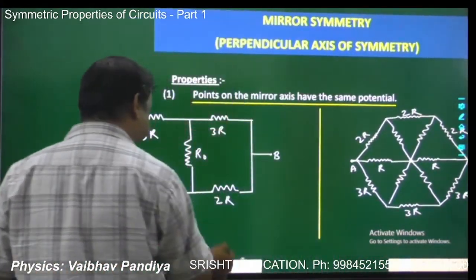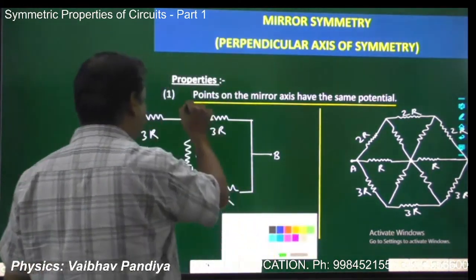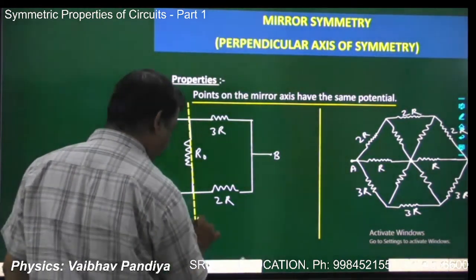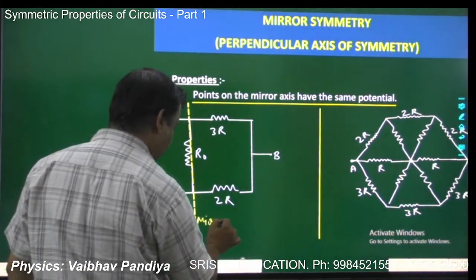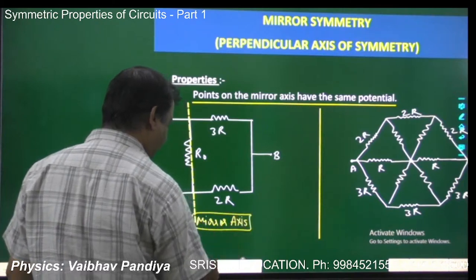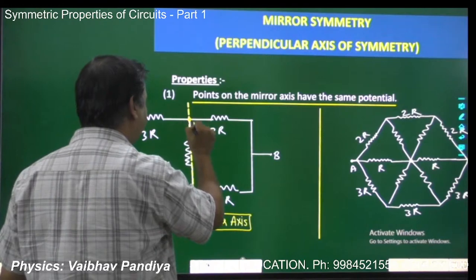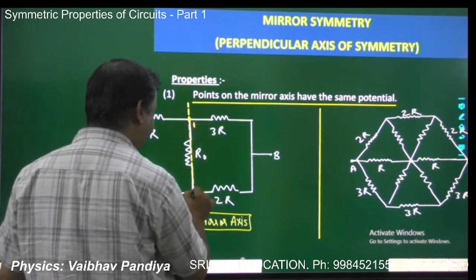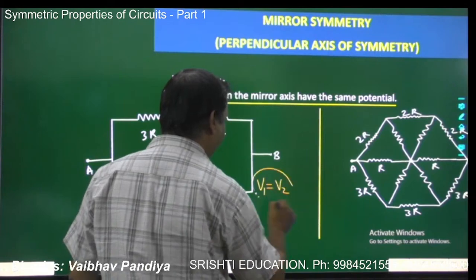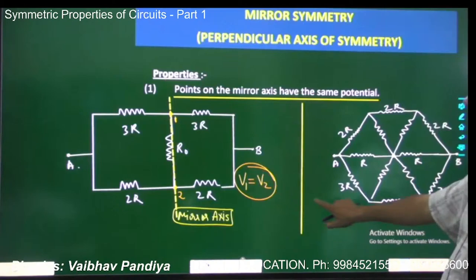So if you see in this circuit right now, we have seen in illustration 1, this is the mirror axis of symmetry, right? And all the points lying on this axis of symmetry will have the same potential. So say this is node, say point 1, and this is node, say point 2. So surely you can say V1 will be equal to V2. All the points on the mirror axis will have the same potential.